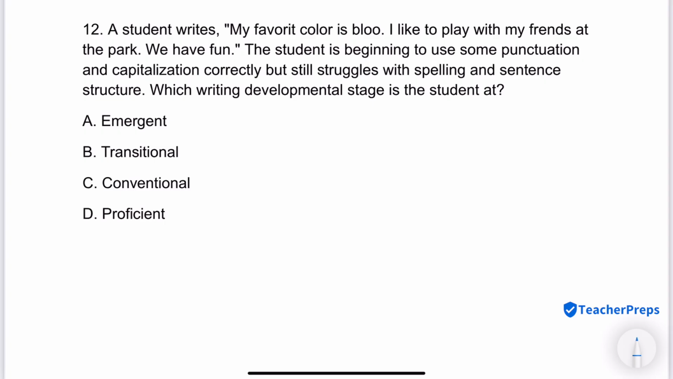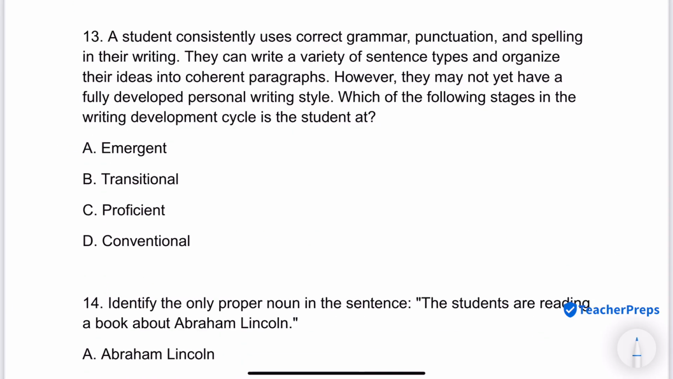All right, so for number 12, the student is at what's called the transitional stage. That's option B. It's a good word for transitional stage because it's kind of like a bridge between emergent and conventional. And the student here is moving away from purely phonetic spelling and starting to use some real spelling rules. All right, so moving on to question number 13.